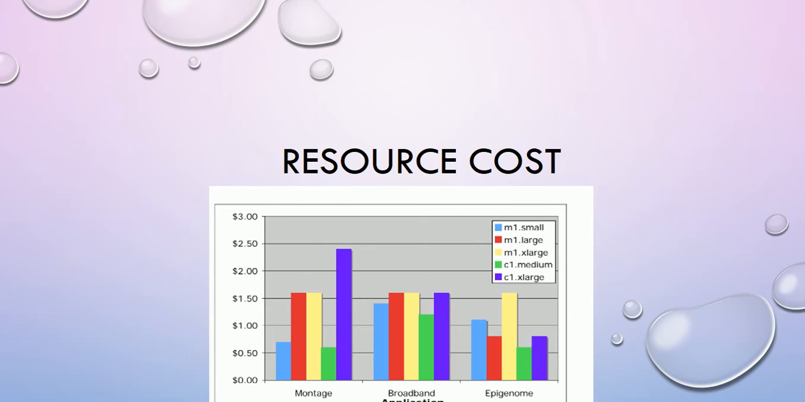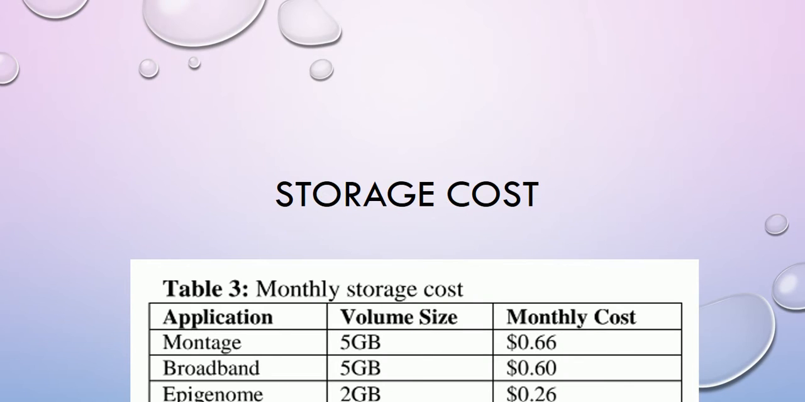So in the storage cost, storage cost consists of the cost of storing VM images in S3 and the cost of storing input data in the EBS. Both S3 and EBS use fixed monthly charges for the storage of data and variable usage charges for accessing the data. So in this chart, there is a monthly cost, and the volume and size used by each application.